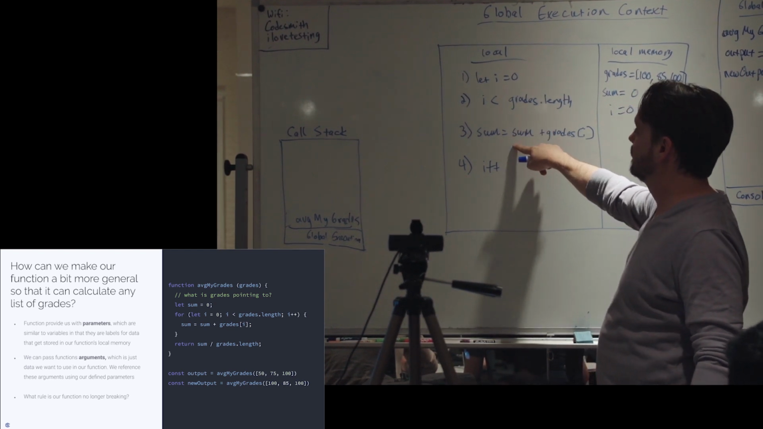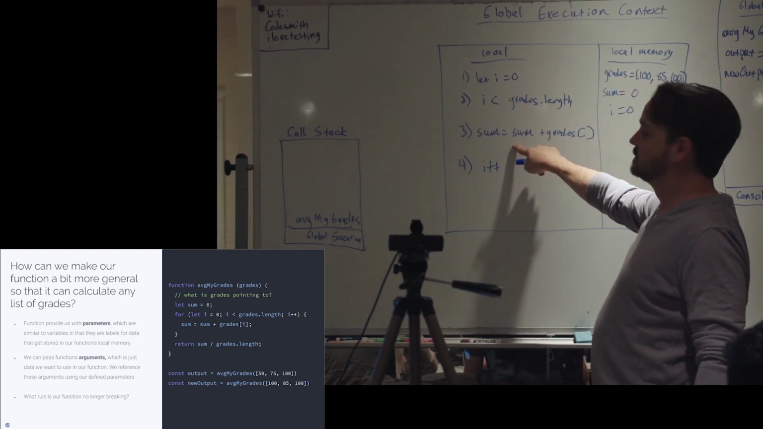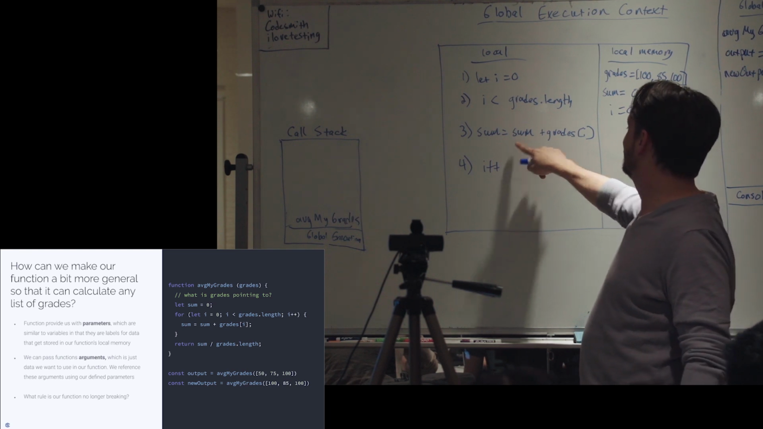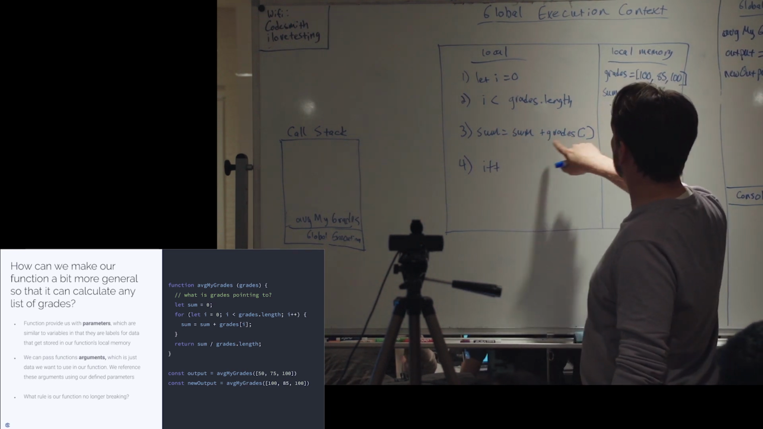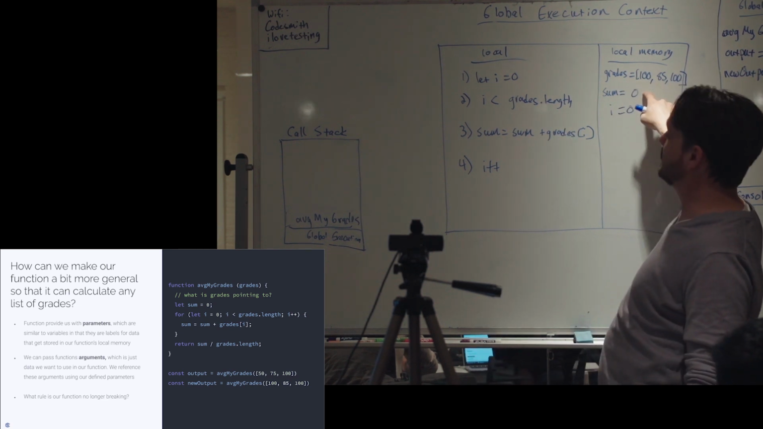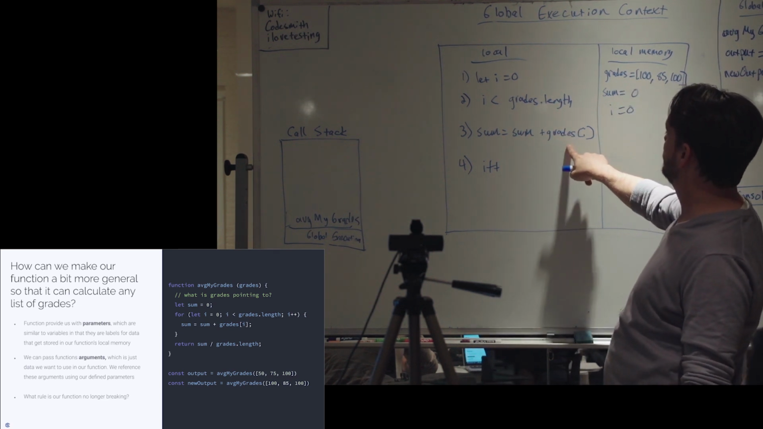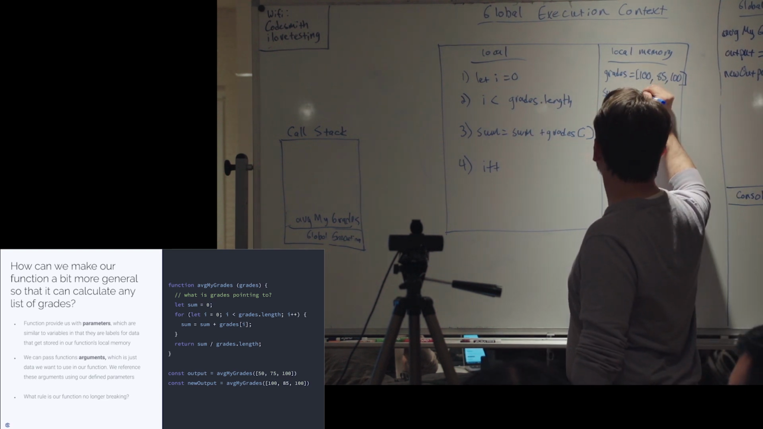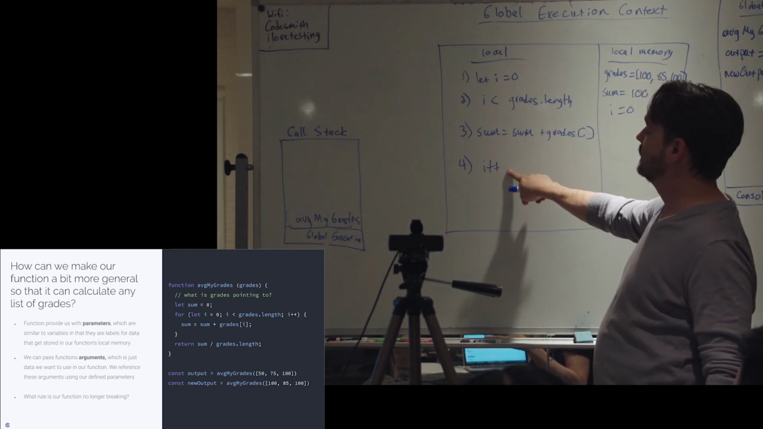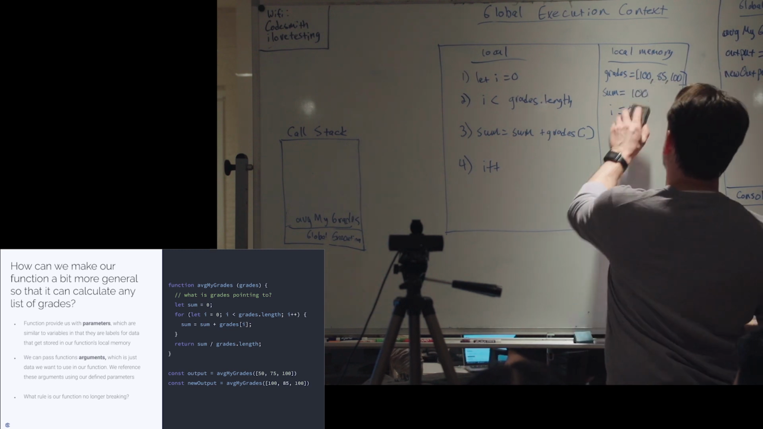Yes, so sum is 0 plus grades[0], which is now 50. Okay. Plus grades. Wait. So sum is 0 plus grades, which is 100. So now we're going to say sum is 100. And then plus 1. Okay. So i is now 1.